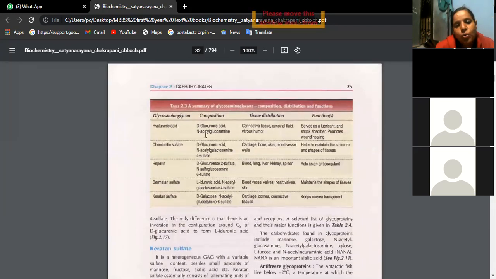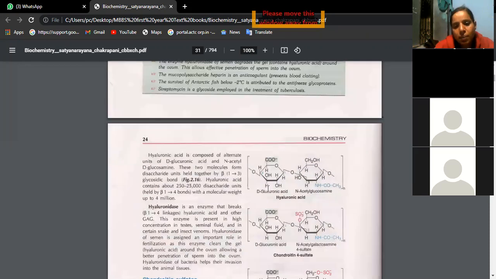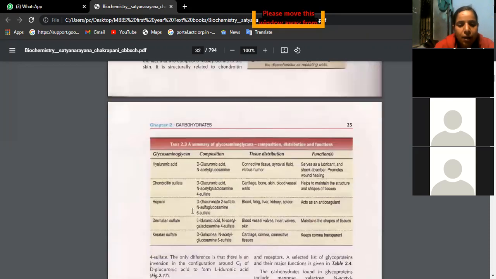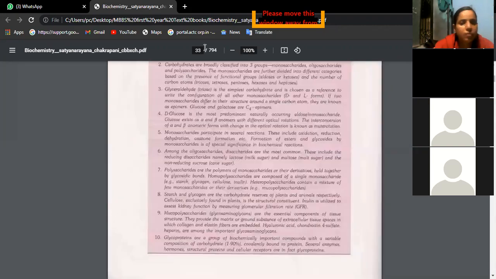Now, for example, hyaluronic acid composition, we have already seen what it is made up of: D-glucuronic acid and N-acetyl glucosamine, same thing. Where do we see hyaluronic acid? We see it in connective tissue, synovial fluid, and the vitreous humor of the eyeball. Its functions: it serves as a lubricant and shock absorber, and it promotes wound healing. This is what you have to write under hyaluronic acid. Similarly, we have many others like chondroitin, heparin, dermatan sulfate, and keratan sulfate. This is a very, very important question. Glycosaminoglycan. Okay, nucleosome we will go with the next question.